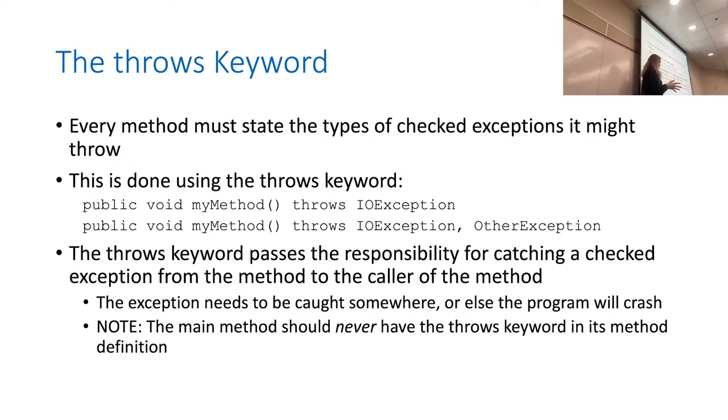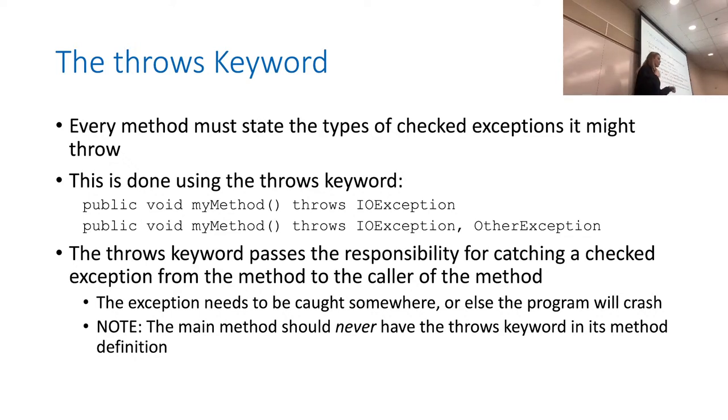So that's the idea, right? It's a matter of this checked exception needing to be dealt with. So whose job is it? If you don't put the throws keyword on your method, and you're using something that can throw a checked exception, the idea is that you will put the offending code in a try-catch block inside of your method. But there are times where there's nothing your method can do.